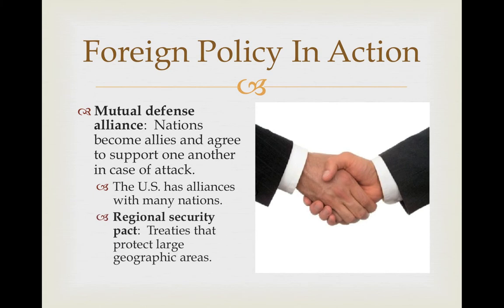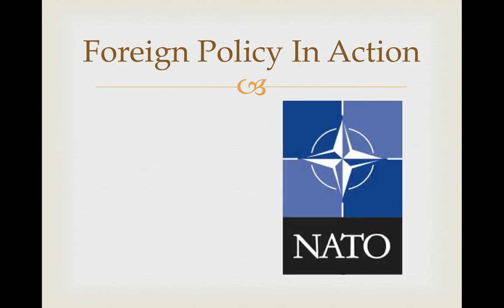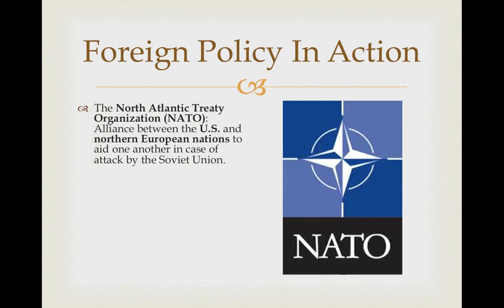And there is such a thing as a regional security pact, and these are treaties to protect large geographic areas such as Europe or Latin America. One of the largest organizations that supports this type of mutual defense is NATO, or the North Atlantic Treaty Organization. And this is an alliance between the United States and the Northern European nations to aid one another in case of attack by the Soviet Union. That's why it was formed. Although there is no longer a Soviet Union, the organization still exists.